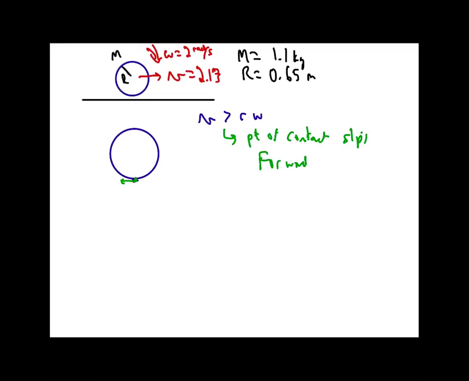But in that case, if the actual point of contact is slipping forward, then friction must be resisting that. So the force of friction points that way. And that's going to be really important because it will do two things. It will create an acceleration that way, which is opposed to the velocity and therefore will be slowing, right?